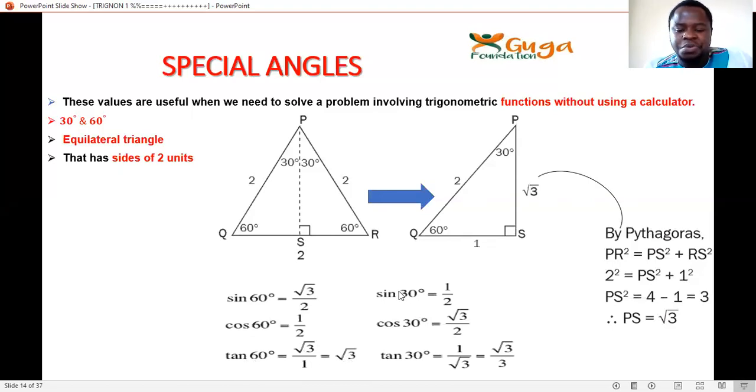Okay, so now sin 30. Now your 30 is up here, so it will be opposite over hypotenuse, 1 over 2, and then your cos 30 will be adjacent over hypotenuse, root 3 over 2, and then your tan 30 will be opposite over adjacent, 1 over root 3, and then you rationalize here. So when you rationalize, you multiply the denominator by root 3 and the numerator by root 3. So you'll end up having 3 here and root 3 on this side.